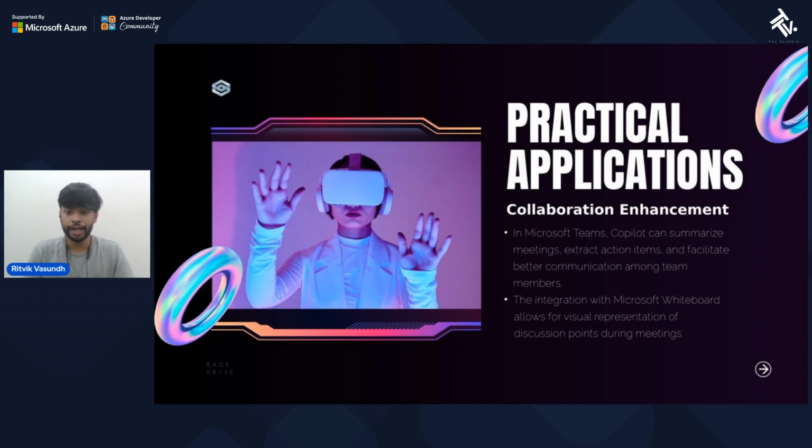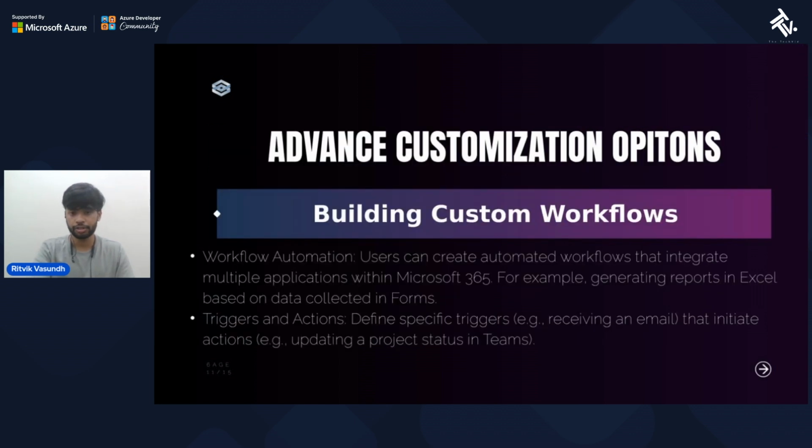Now the integration with Microsoft Whiteboard, another powerful feature by Microsoft, allows for visual representation of discussion points during meetings. Suppose you're discussing something and you want to jot it down on a whiteboard, but you're not able to do it because of some incapability, and you want to do it on the spot. So the Microsoft Copilot helps you. It has the access to voice out the written text on the whiteboard. It takes that input and helps you do it. So that's how the visual representation helps in Microsoft Whiteboard with Copilot Studio.